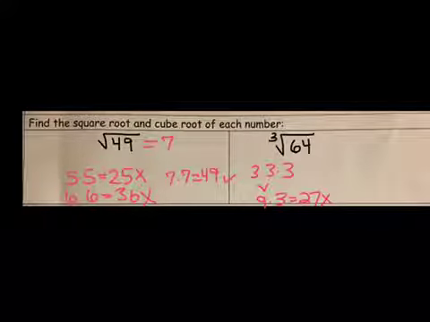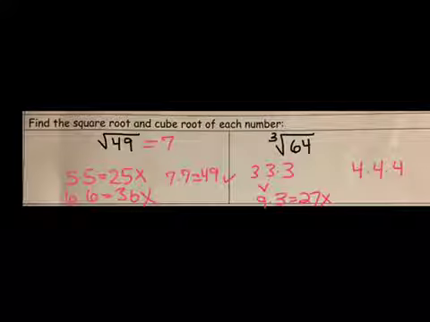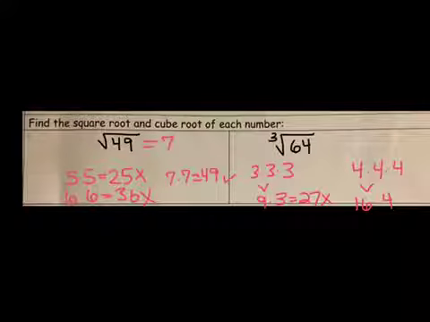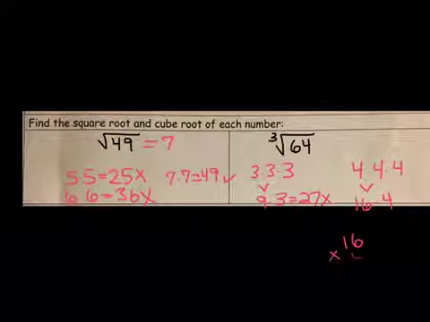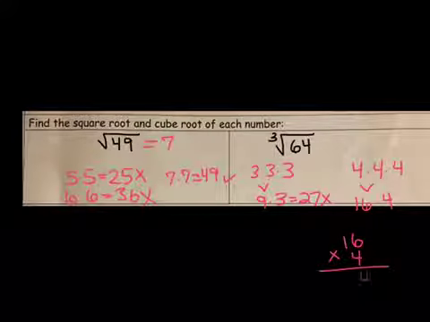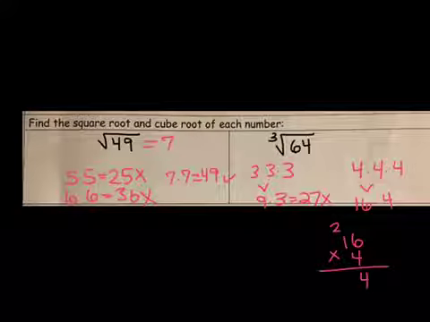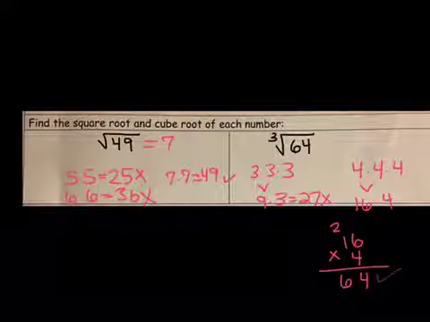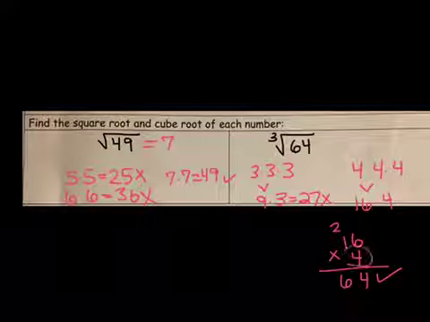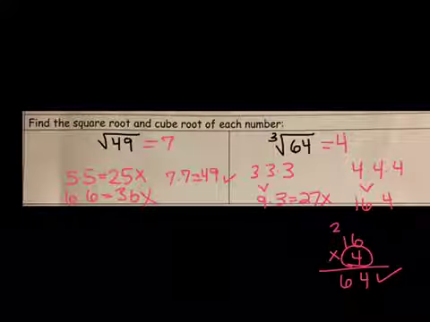So now I'm going to try 4. So 4 times 4 times 4. 4 times 4 equals 16. 16 times 4, that's pretty hard multiplication to do, so I'm going to go to the side, try to do it. 6 times 4 is 24. 4 times 1 is 4. Add the 2 is 64. So look at that. We know the cube root of 64 is 4.